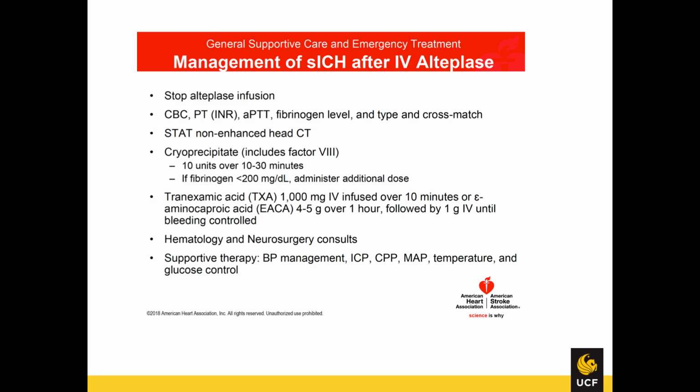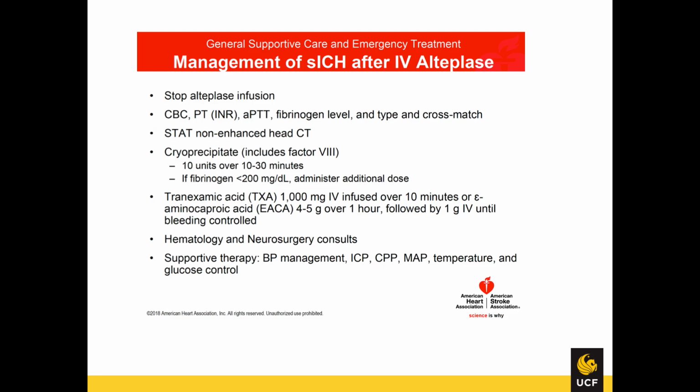Tranexamic acid, we talked about this briefly in the updated lecture on trauma back in Unit 1, but you are definitely going to give that here, about 1,000 milligrams IV over 10 minutes, or you can give this EACA. I'm not very familiar with that. I'm more familiar with the TXA as an emerging therapy, but this EACA, you can give 4 to 5 grams over an hour, followed by a gram IV until the bleeding is controlled. You've already consulted hematology and neurosurgery at this point.